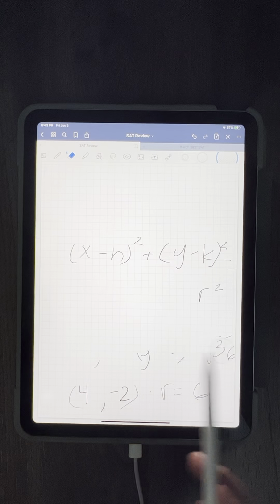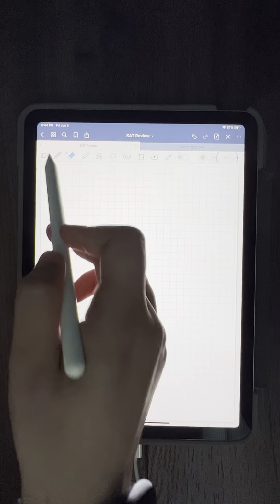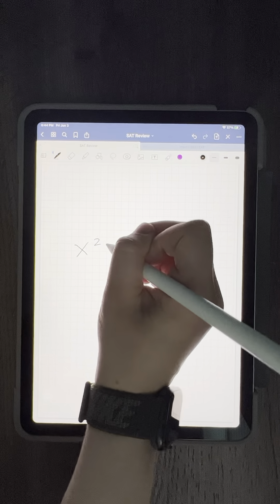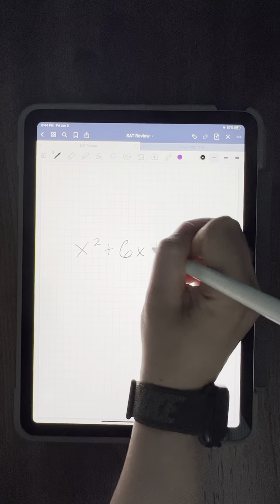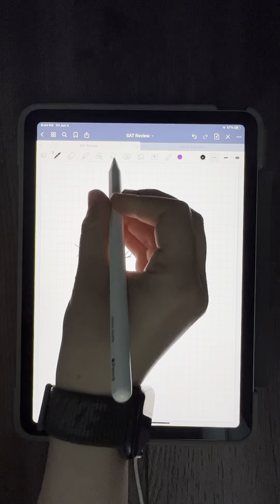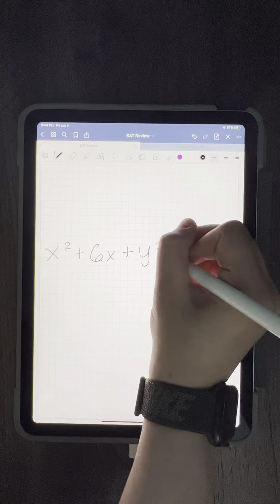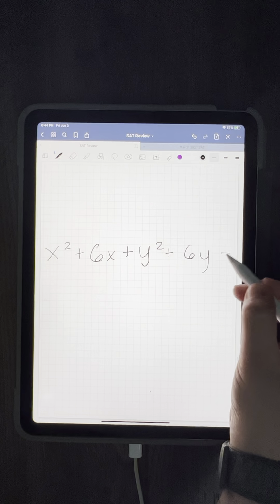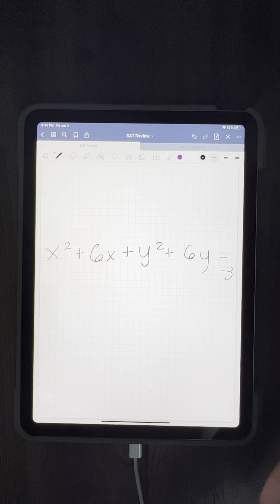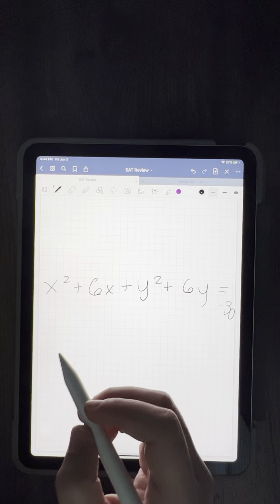Now, they do this really annoying thing, which I don't like, but they probably will do it, and it is when they give you x squared plus 6x plus y squared plus 6y, whatever, equals like negative 30 or something, right? And then they're like, hey, find the center, right? Which is really annoying, but there's a way to do this.